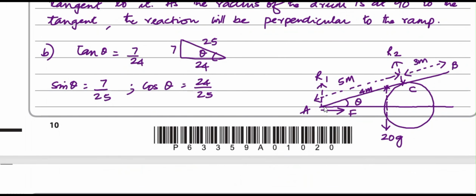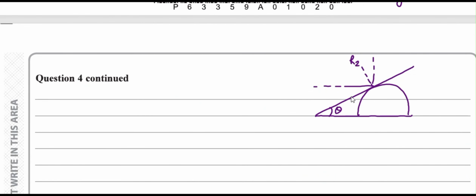Resolving forces vertically, this R1 and a vertical component of this R2 will be equal to this 20g. Suppose there is a vertical component here, that plus this R1 should be equal to 20g. What will be this component? Since this angle is theta, this angle also will be theta, because this and this are parallel and these are alternate angles. Consider this as a 90-degree angle here now.